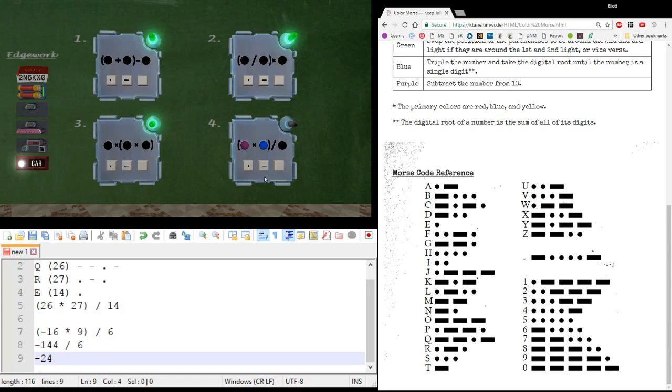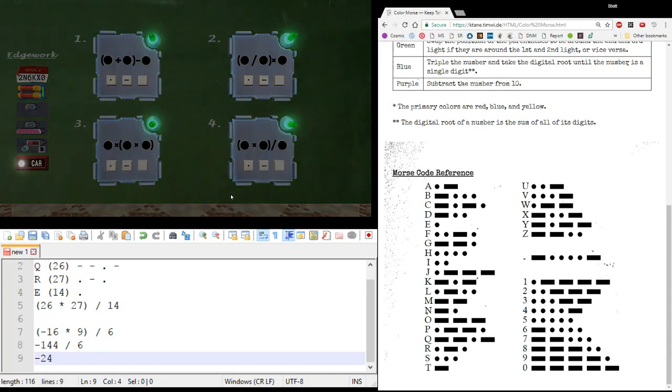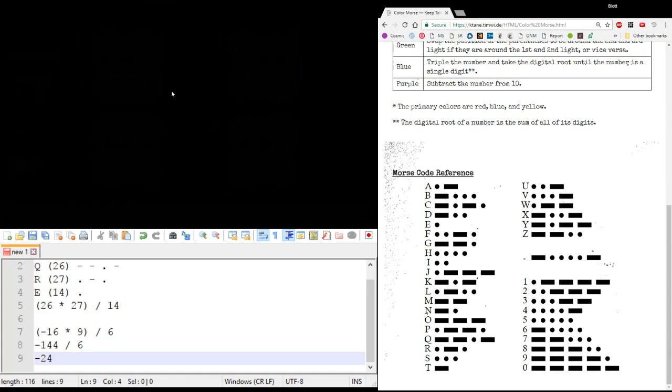So let's try that again. Hyphen is dash, dot, dot, dot, dot, dash, space. 2 is dot, dot, dash, dash, dash, space. 4 is dot, dot, dot, dot, dash. And there we go. So that finishes up a module.